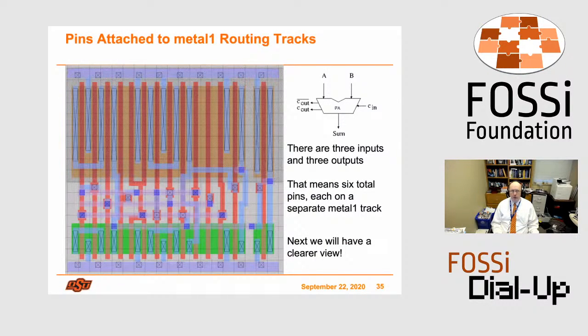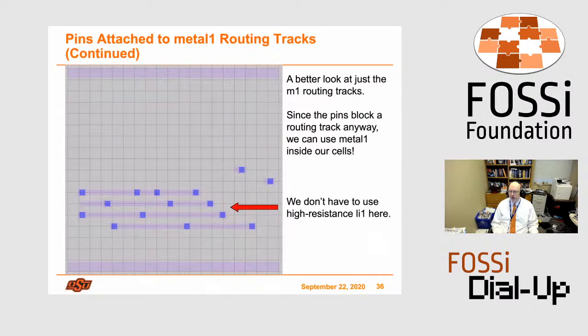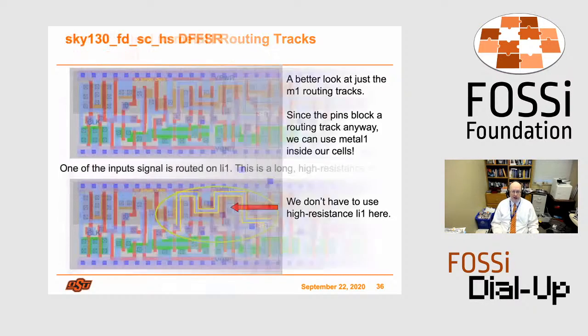So this shows an example of one of our standard cells. It's a full adder, and it has 3 inputs and 3 outputs. That's a total of 6 pins. You can't see it really well on this diagram, but if I go to the next slide, removing all the lower level information, you can see the routing wires for the metal 1 tracks. And since all the pins sit on a metal 1 routing track, it's really easy to connect things together. We don't have to use high resistance Li1, and you'll see that definitely when we show the results later in the presentation, not far away.